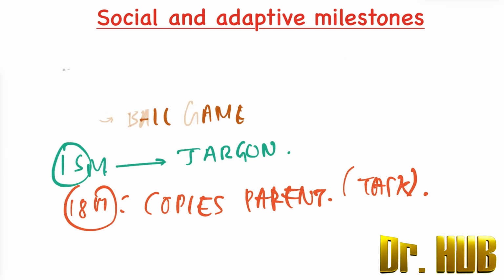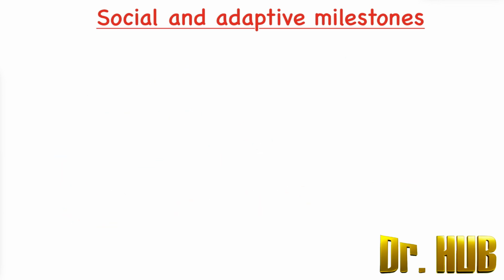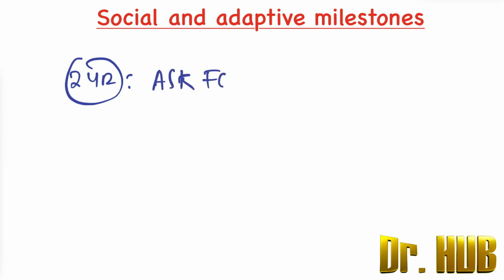Now we move on to year 2. In terms of 2 years of age, the child asks for the food, drink, and as well as goes to the toilet. So they ask for the food, then they also ask for the drink and toilet.